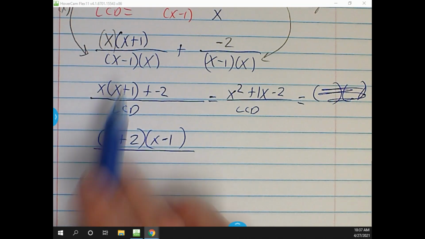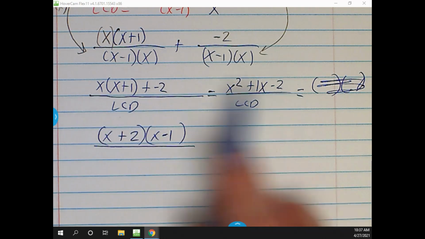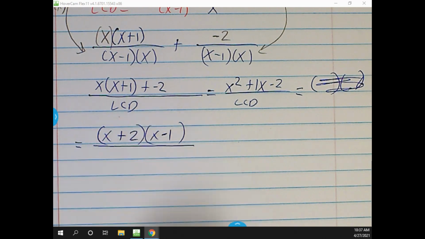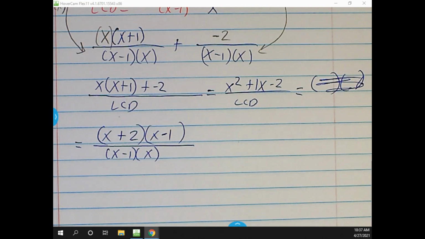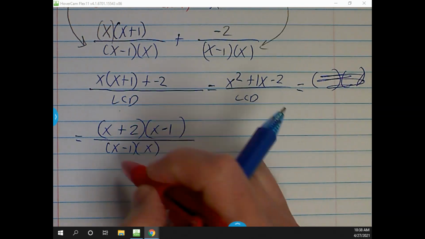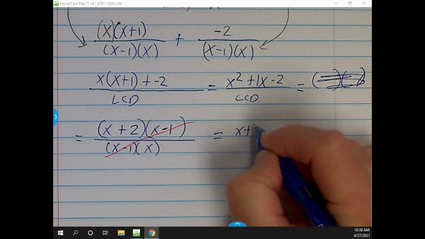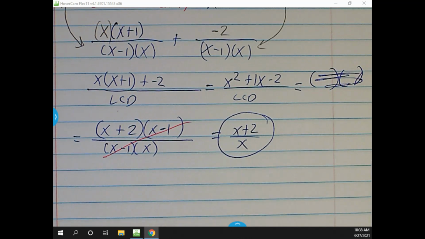Okay, so we've brought it together as one big fraction. We've distributed properly. We've done everything we can do with that problem. We've got it factored out. Now you can actually bring back in that least common denominator of x minus 1 times x. And then now you finally get to cancel, and again, the canceling should be the very last step you do. You don't do any canceling until you get to that very, very, very last step. Cancel those two out. And leave us with x plus 2 over x.